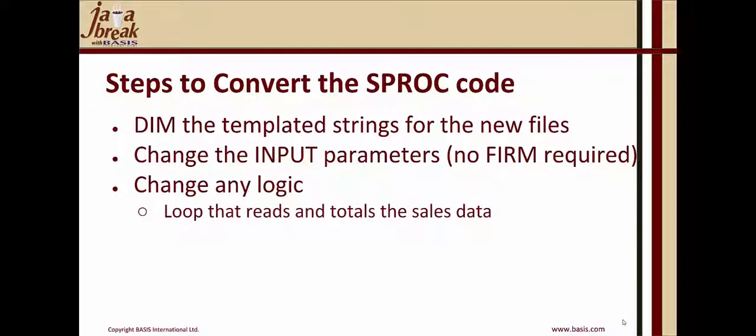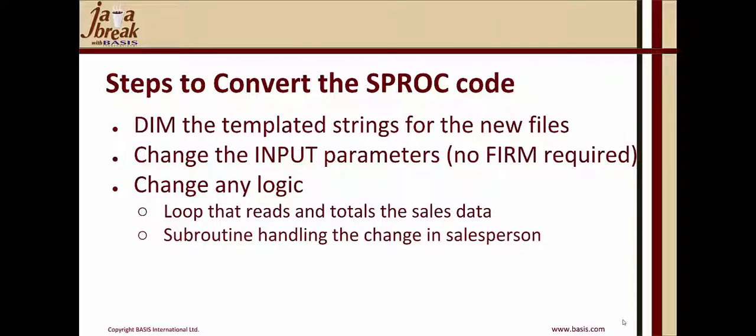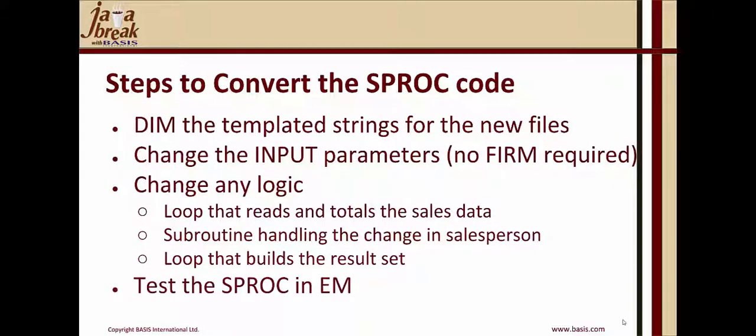The loop that reads the sales data from the invoice table for the given period and summarizes it for use in the result set will need some modification. The subroutine that handles the change in salesperson and the loop that builds the result set to be handed off to the BBJ stored procedure data object both need careful review and modification.